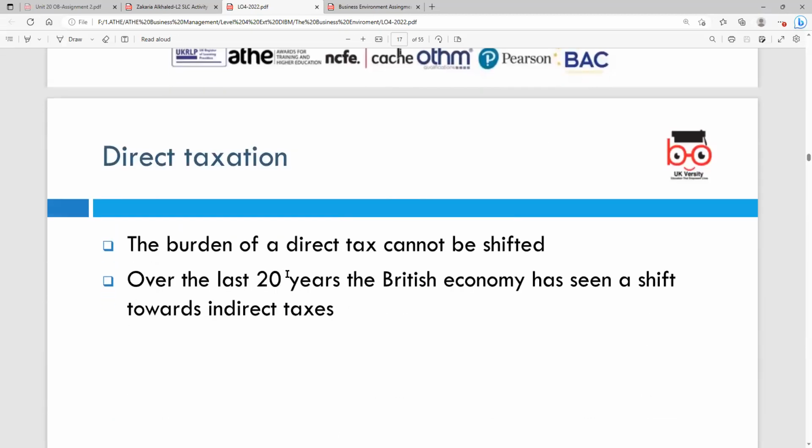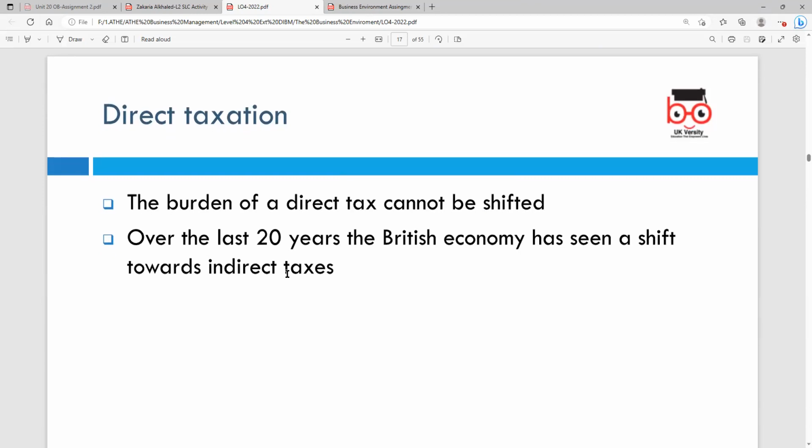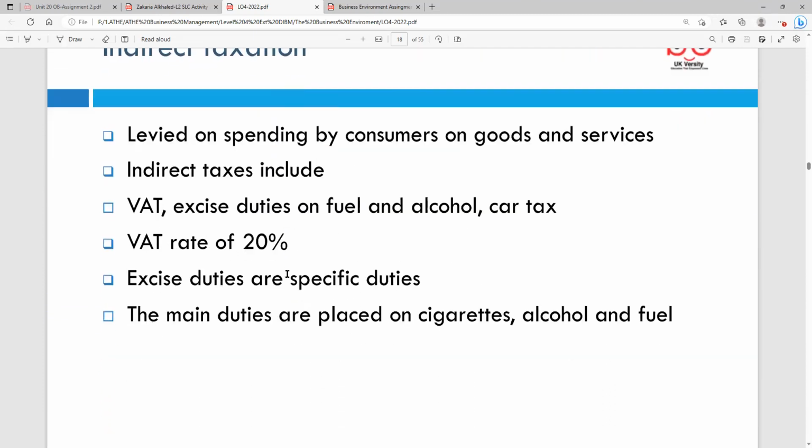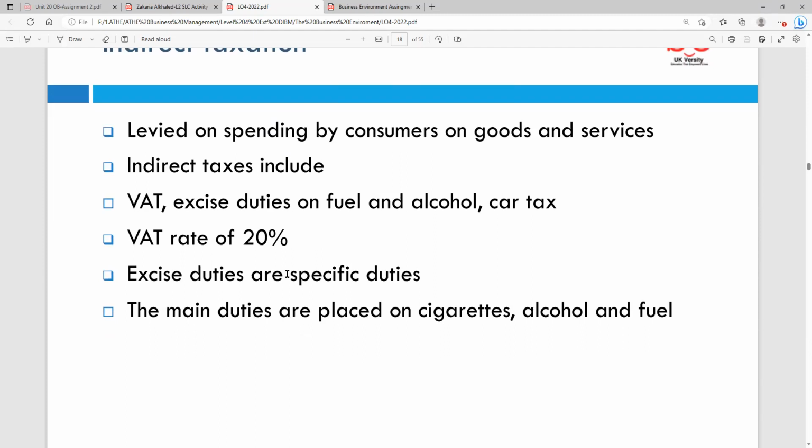With direct taxation, you can't shift it, because people are automatically brought into the tax net. The burden of tax cannot be shifted. For the past 20 years, Britain has seen a shift towards indirect taxation, i.e. taxation on, for example, services. The government puts a lot of tax on goods and services. When you eat out in a restaurant, you are taxed on the service that you receive. If you go on holiday, there's a tax on the holidays, or when you book a hotel, you pay the hotel booking charges and service charges.